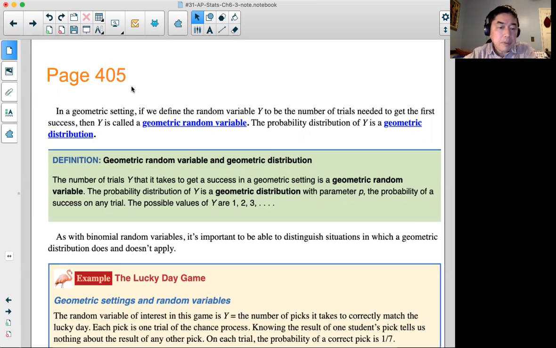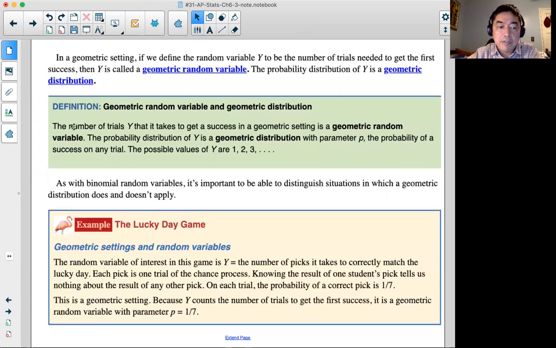So in a geometric setting, if we define the random variable Y to be the number of trials needed to get the first success, then Y is called a geometric random variable. The probability distribution of Y is a geometric distribution. So this is the definition of geometric random variables and the geometric distribution.